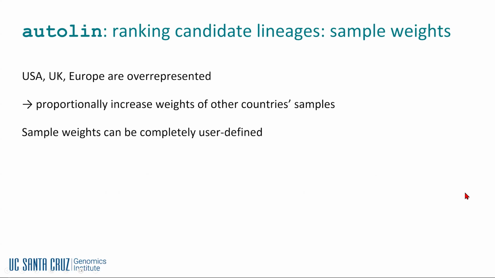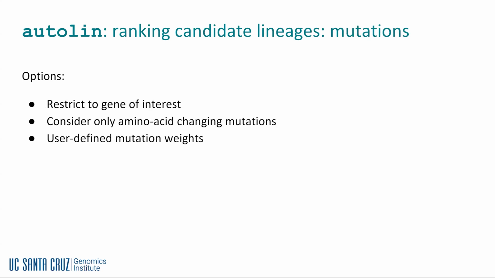And then we also need a way to weigh some samples more than others, as has already been brought up multiple times. Sampling definitely is overrepresented in certain countries. Some countries sequenced vastly more genomes than others. So in order to avoid biasing our ranking of lineages, we can add weight to samples from countries that did less sequencing.